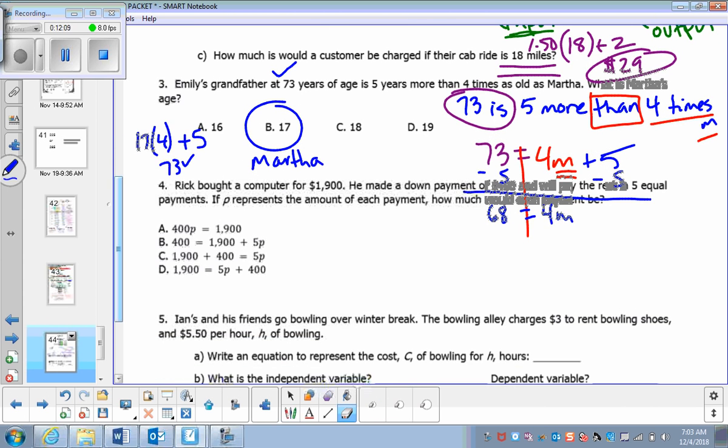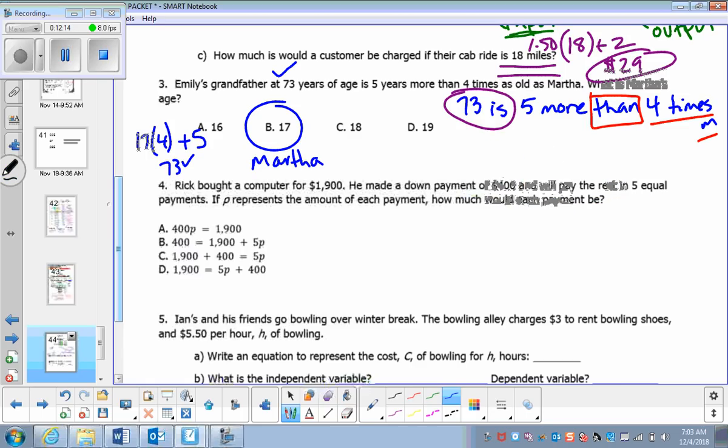All right, let me just erase this for number 4. Rick bought a computer for $1,900, so we're given the total. Now, if you're not familiar with a down payment, that means you pay it right then and there in the store, and then you can set up a monthly plan to pay off the rest.